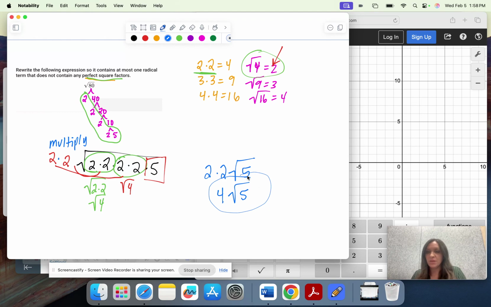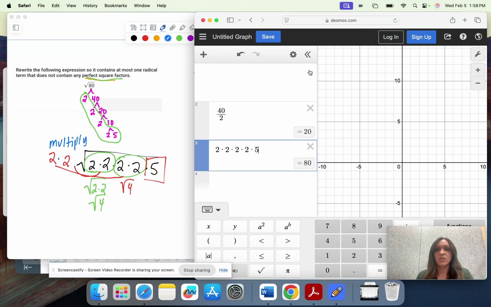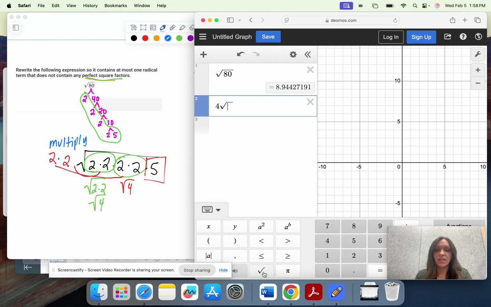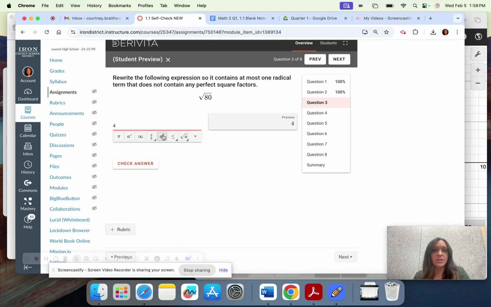So remember at the beginning when I typed in the square root of 80? I am just rewriting it as 4 square roots of 5. See how those are exactly the same? That's all we're doing. So 4 square root of 5. And I want you to just make sure in the preview that it matches what you wrote down.